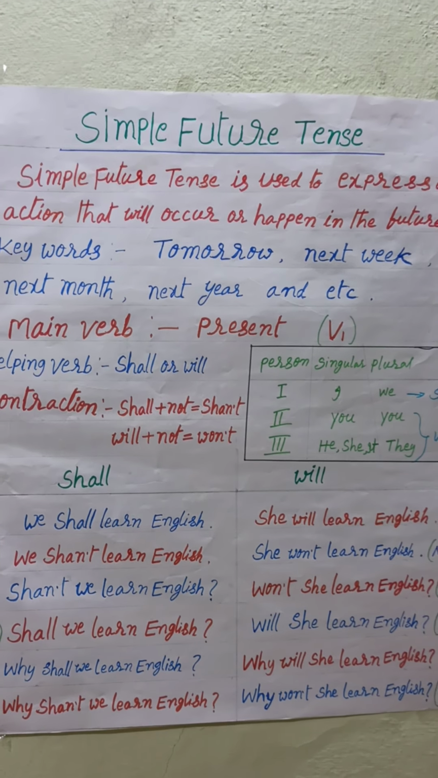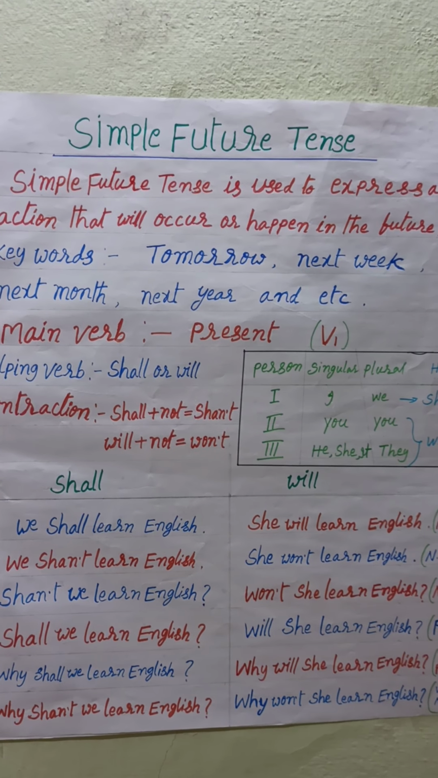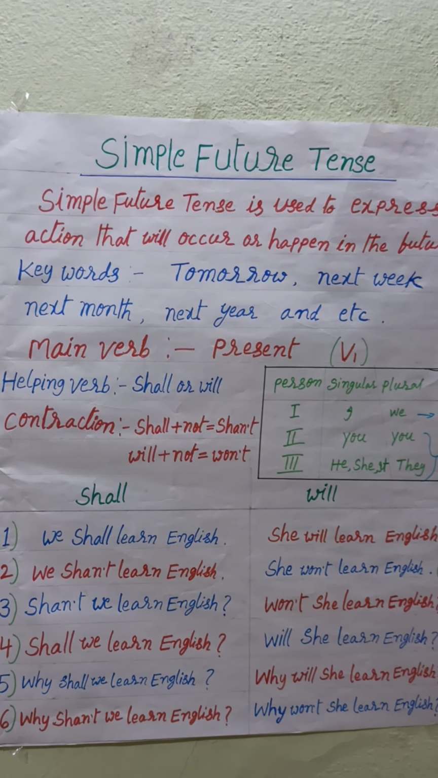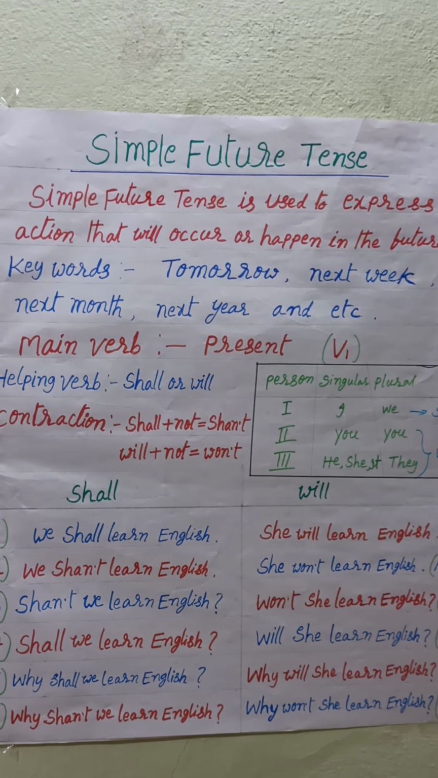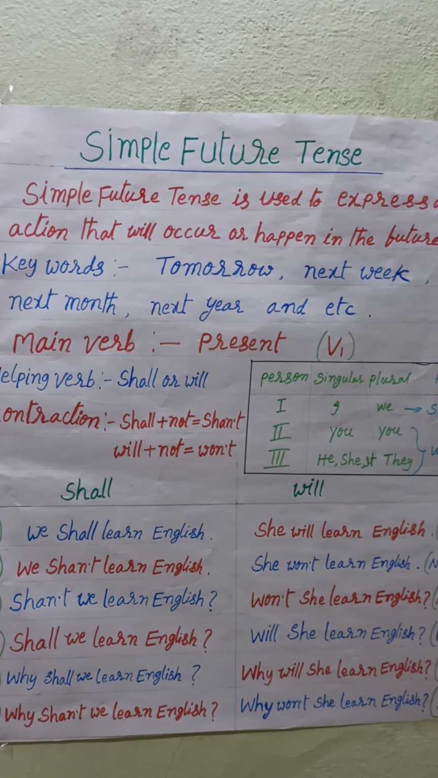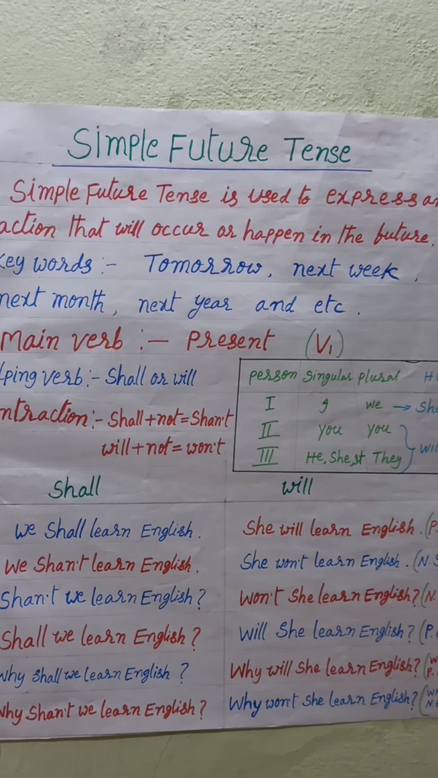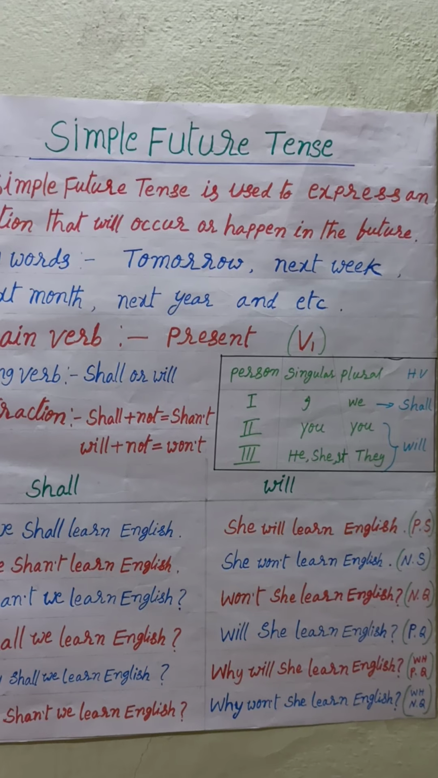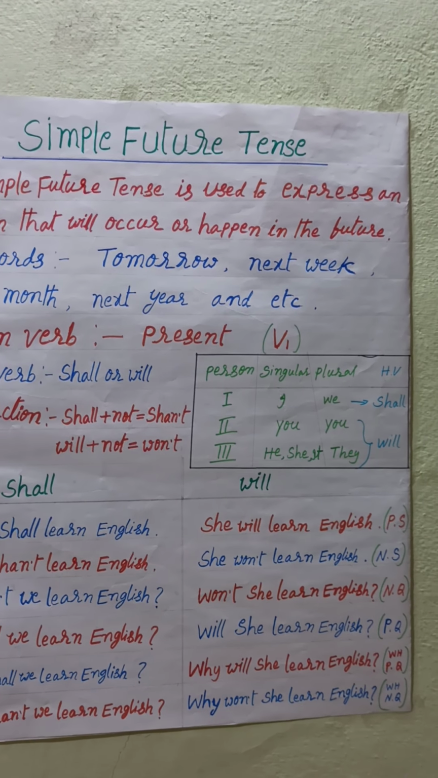Helping verb: shall or will. Contraction or short form: shall plus not, shan't; will plus not, won't. In the bracket, I write about persons.